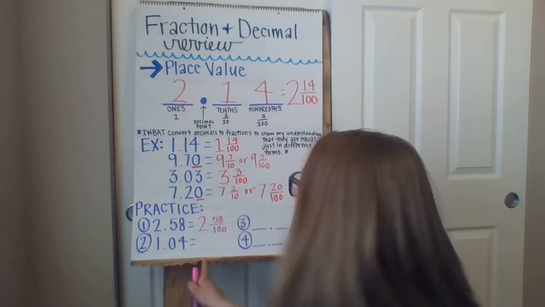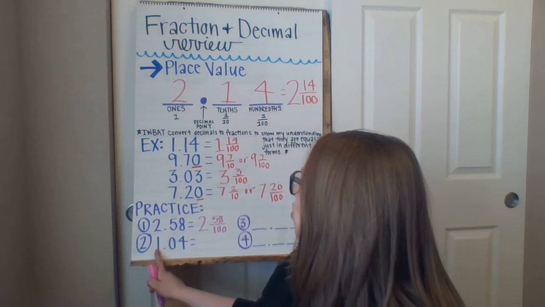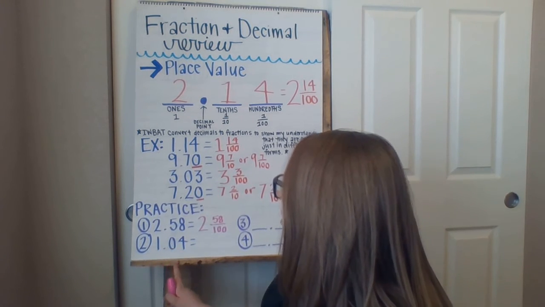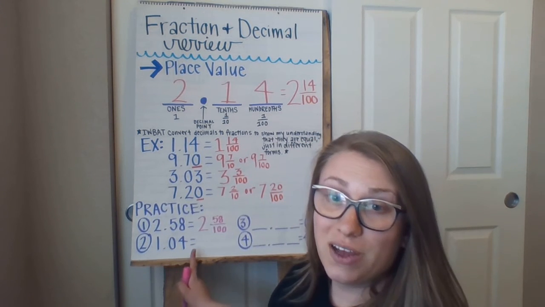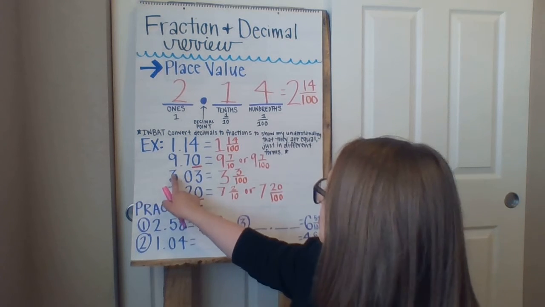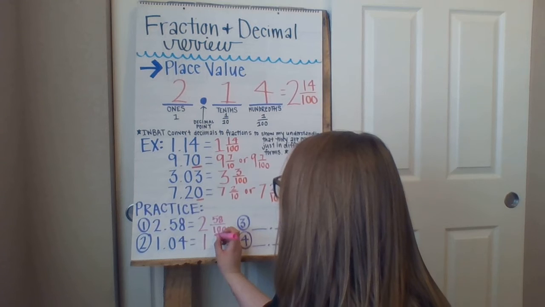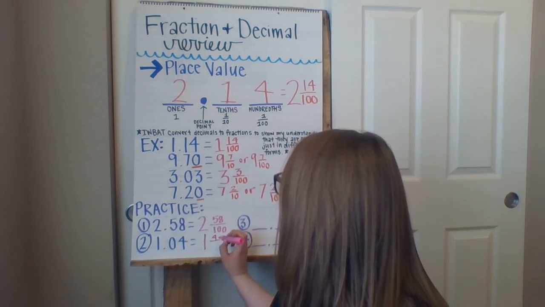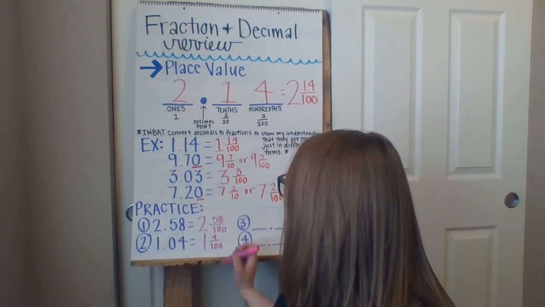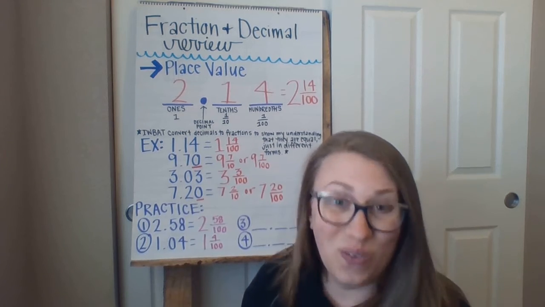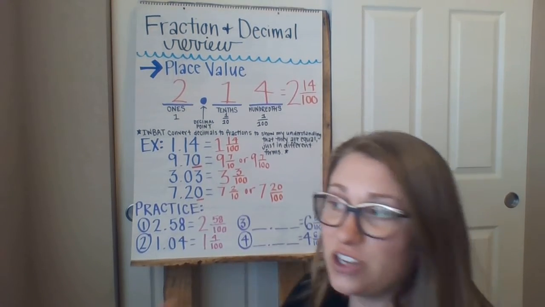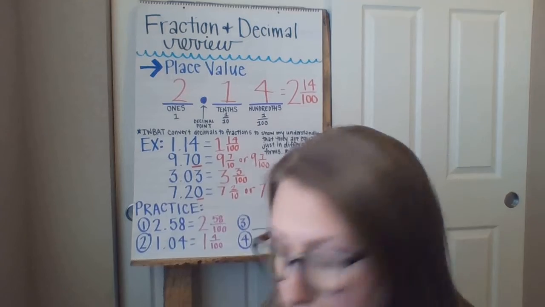Okay, next one. Number 2 is 1 and 4/100ths, or 1.04. Okay, it's kind of like this one up here. Our whole number is a 1. Our fraction part of that mixed number is going to be 4/100ths. 1 and 4/100ths. Check yourself, you got them right? Give yourself a nice little pat on the back.